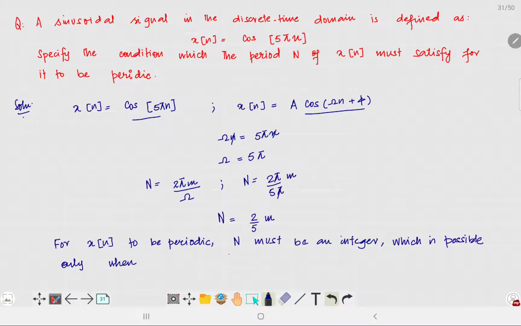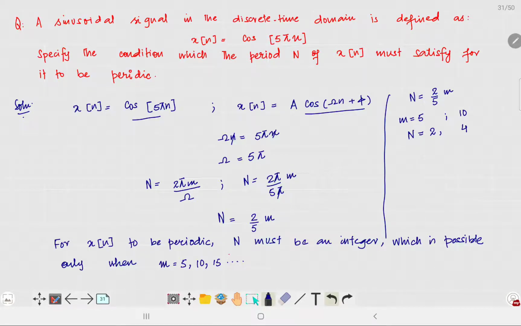when m has a value of 5, 10, 15. In general, you can say multiples of 5. Now that we have found the time period 2 by 5 m, if m has a value of 5, then N is equal to 2. Similarly, if m has a value of 10, then N will have a value of 4.